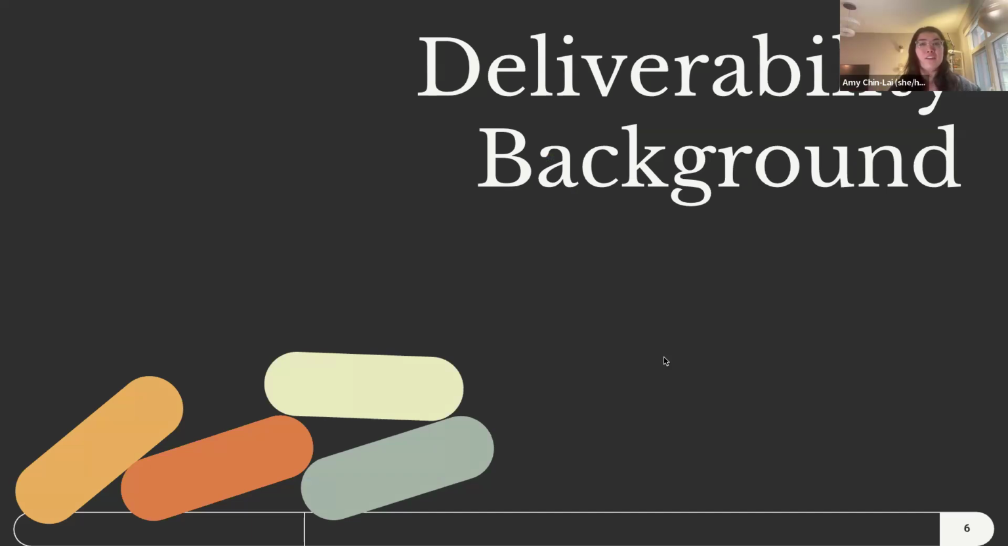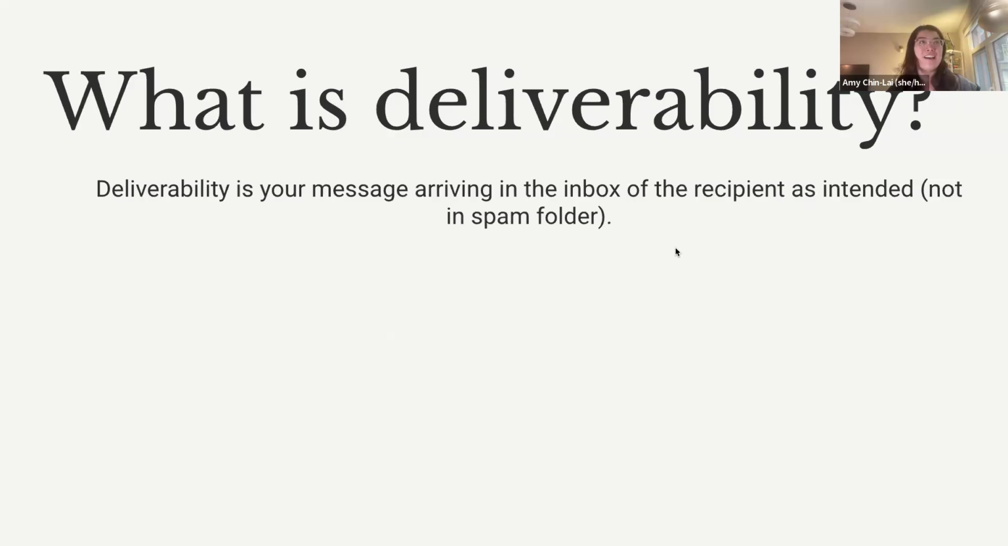So we'll start out with some background on deliverability. Some of you may be well studied in the art of deliverability as questions come up, and some are not as experienced. So we'll send more information around in our deliverability guide. But to set a baseline, what is email deliverability? It is your email arriving in the inbox of the recipient as intended and not the spam folder.